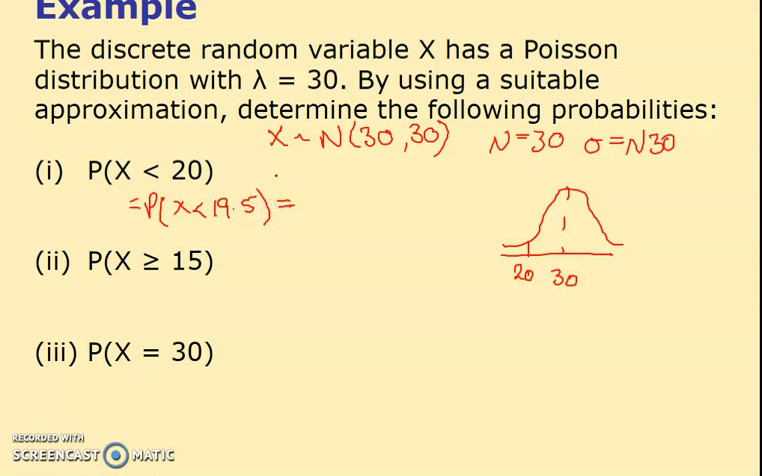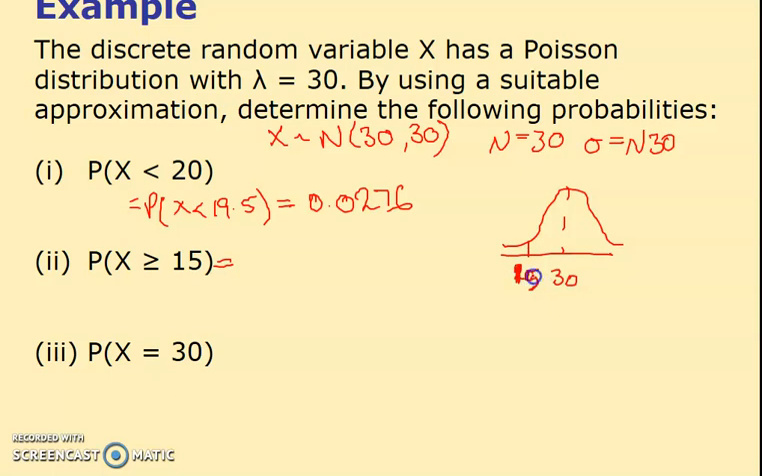If I type it into my calculator, menu 7, 2. The lower is lots of 9s with negatives. The upper is 19.5. The sigma is root 30. And the mu is 30. And I get an answer there of 0.0276.